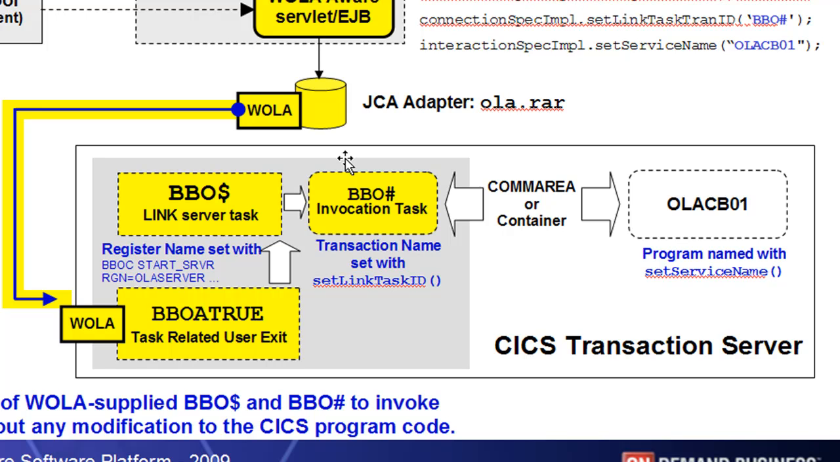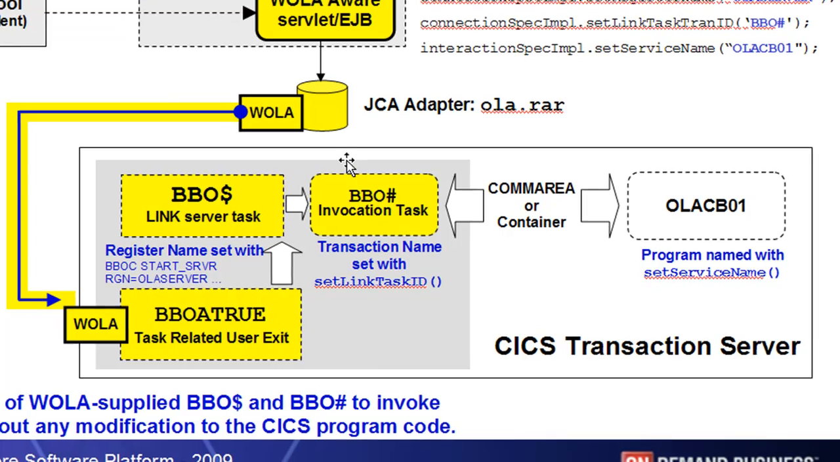BBO# provides support for passing parameters in a COMMAREA, or should the application have specified that it wished to pass the parameters in a container, BBO# will pass the contents of the parameters in a container. The name of the container may be designated by the application through a resource adapter method. The way this is all supported under CICS is through a task-related user exit supplied called BBOATRUE. This is how WOLA operates under CICS, essentially as if it is a resource adapter in the CICS address space.